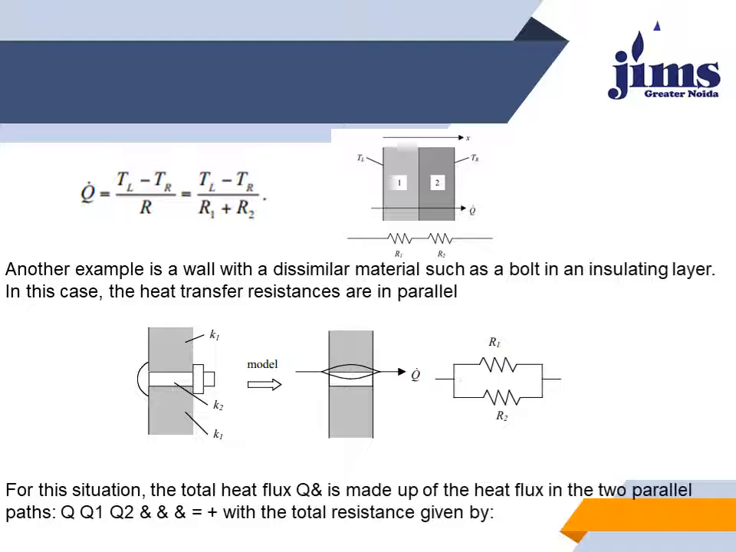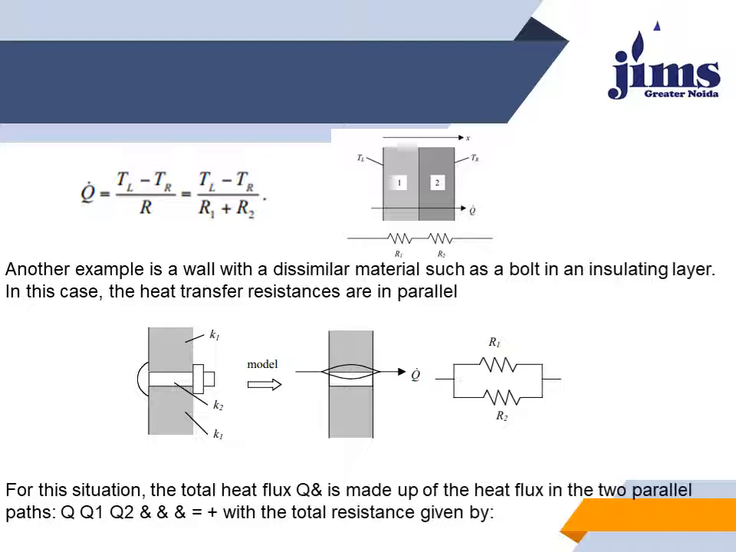Then the final heat transfer rate, Q dot, is equal to TL minus TR divided by the summation of the total resistance, where TL is the temperature at the left side and TR is the temperature of the right side, and TL is greater than the temperature of the right side. If the temperature of the right side is greater than the temperature of the left side, then heat transfer takes place from TR to TL.